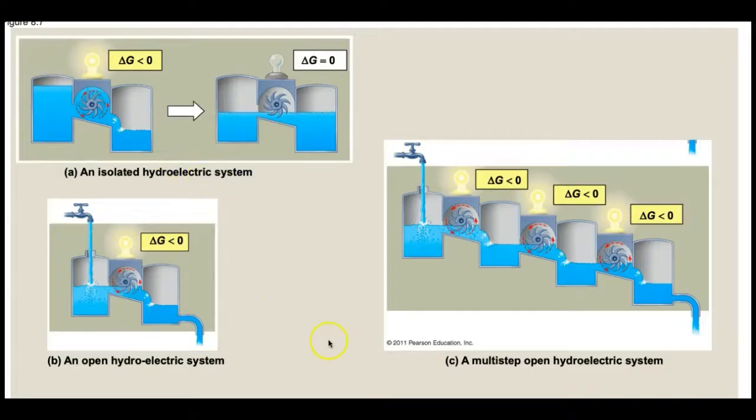Here are 3 types of hydroelectric system. The first one is an isolated hydroelectric system.